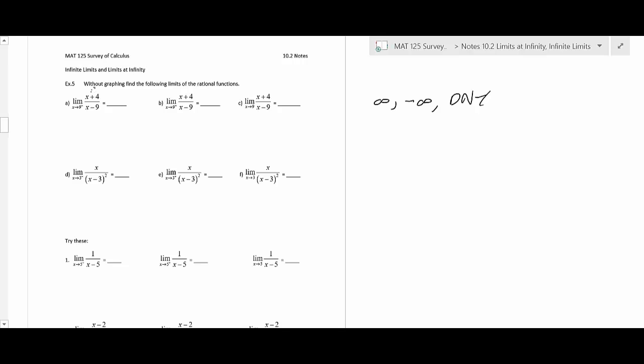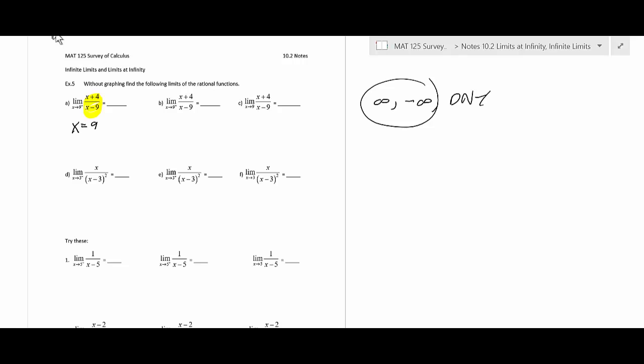So, if you look at this function right here, what is the vertical asymptote on this problem? X equals 9, right? That's where you're undefined. Since that's an asymptote, the left-hand limit can either be infinity or negative infinity, nothing else. The right-hand limit, same thing. The does not exist is a possibility for the two-sided limit.